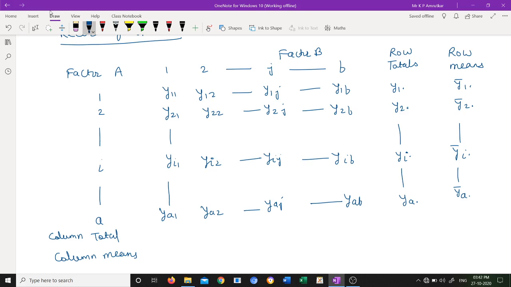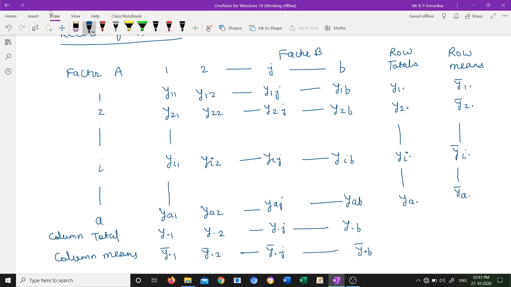Now the column total. The first column total will be denoted by y dot 1, the second column total by y dot 2, and the jth column total by y dot j. Y dot j means the total of all observations due to the jth level of factor B, and this one is y dot B. The means will be denoted by y bar dot 1, y bar dot 2, y bar dot j, and y bar dot B.